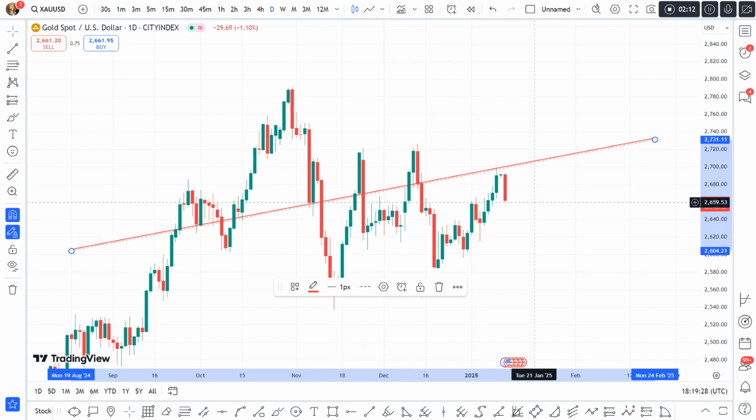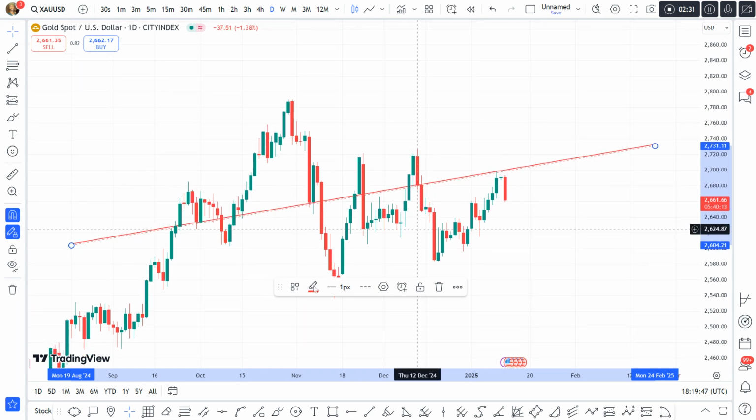So here you see why we have sold at 2,690. It's not a coincidence. It's not a manipulation, as most traders will say. It is based on the structure of the market. And when you look at it very well on daily, let me explain it.